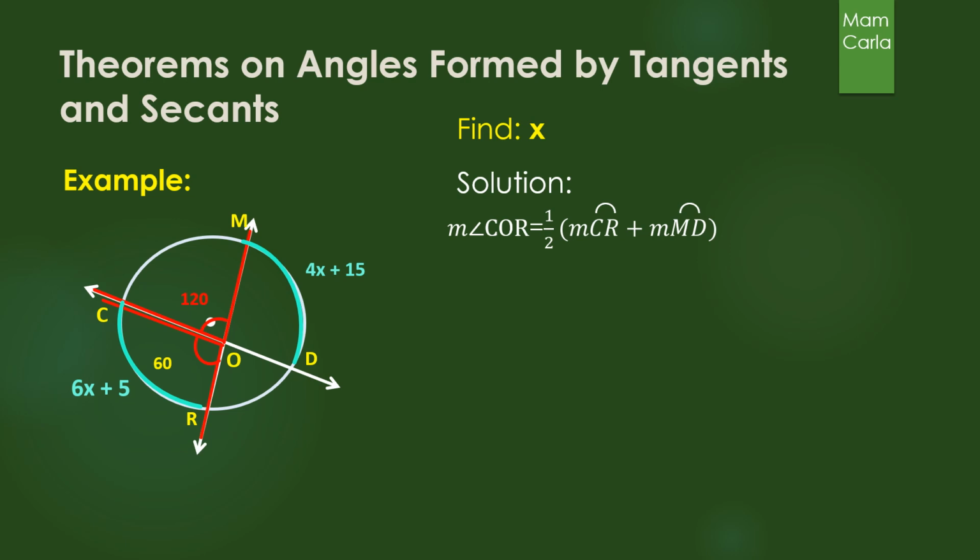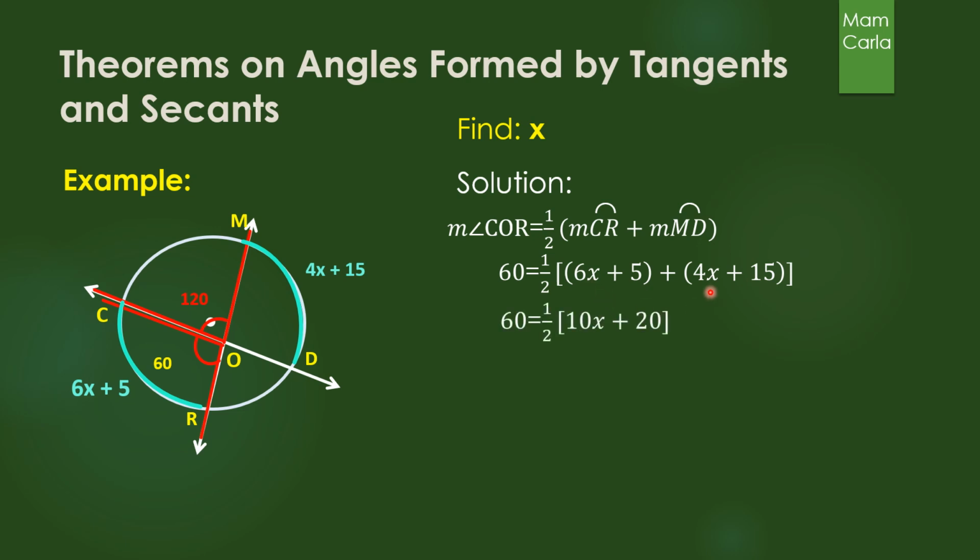So let us find the value of x. For the solution, we have the measure of angle COR equals 1/2 times the measure of arc CR plus the measure of arc MD. Since the value of angle COR is 60, we just substitute it: 60 equals 1/2 times the measure of arc CR, which is 6x plus 5, plus the measure of arc MD, which is 4x plus 15.